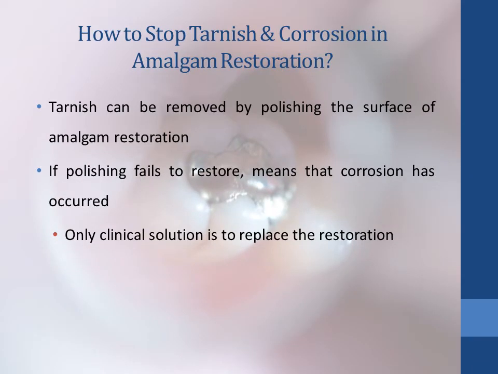So how can we prevent tarnish and corrosion? Well, they can be removed. Tarnish can be removed by polishing the surface, and if polishing does not restore the amalgam filling, this means that the tarnish has been replaced by corrosion, and it has basically penetrated into the structure. And the only solution is to replace the amalgam filling. So you can do nothing about corrosion. You have to ultimately replace the restoration, but tarnish can be removed by polishing.